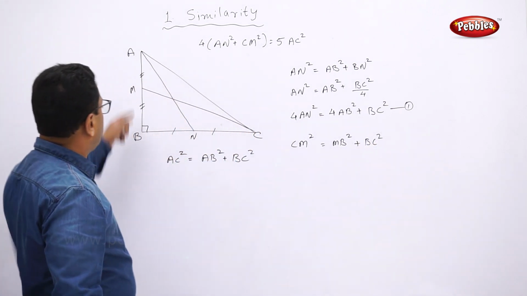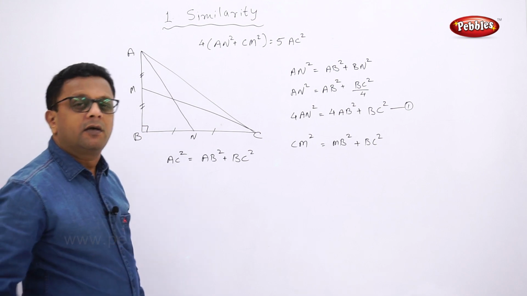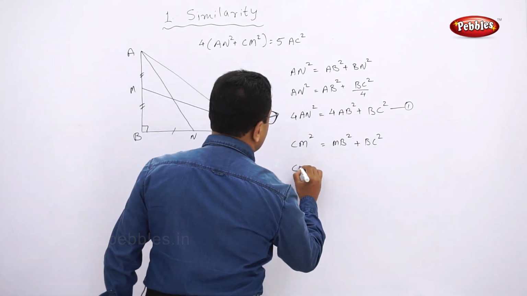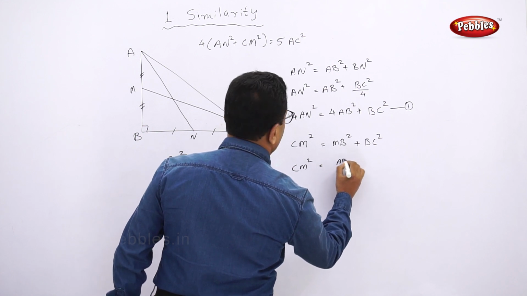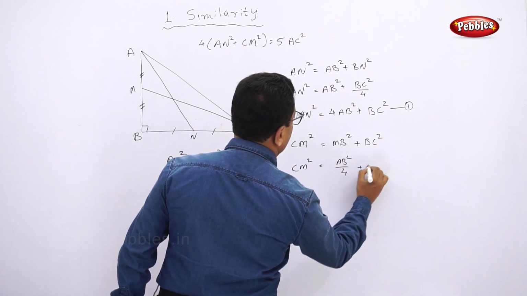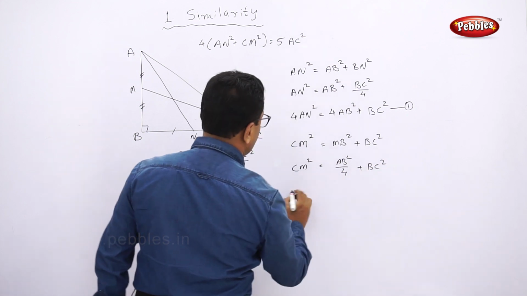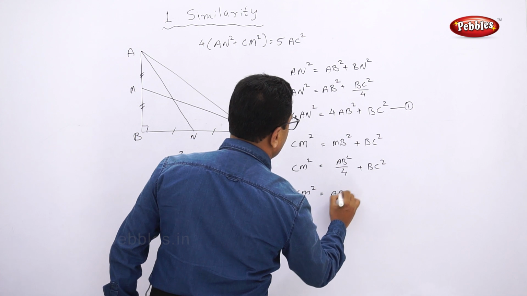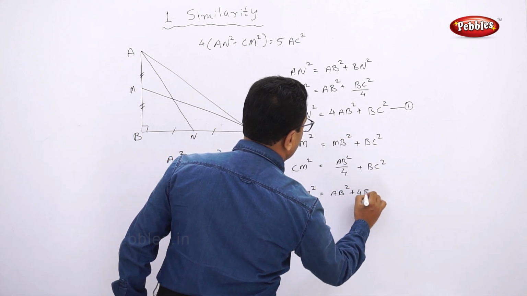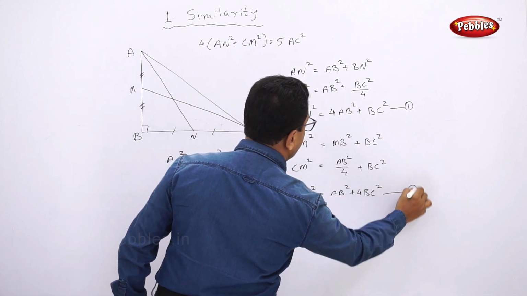But again, this MB, can I write half of the AB? Simply. So CM square is equal to AB square by 4 plus BC square. So here also I'll get 4CM square is equal to AB square plus 4BC square. The second statement I got.